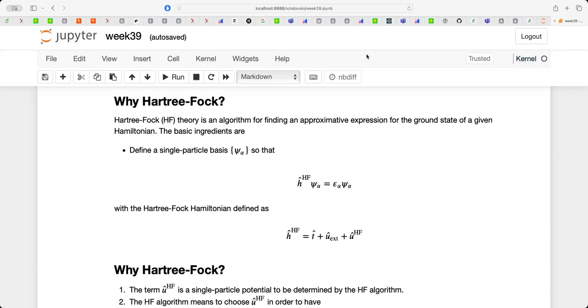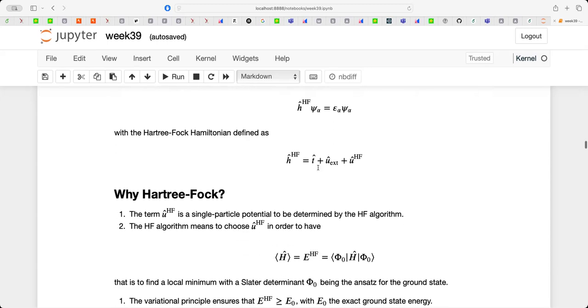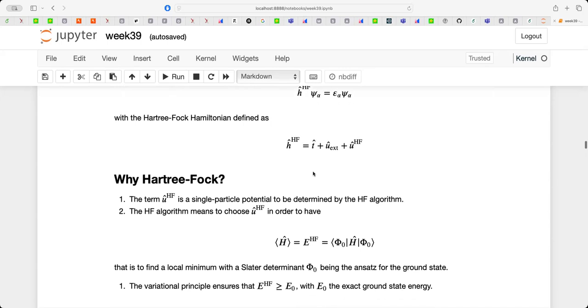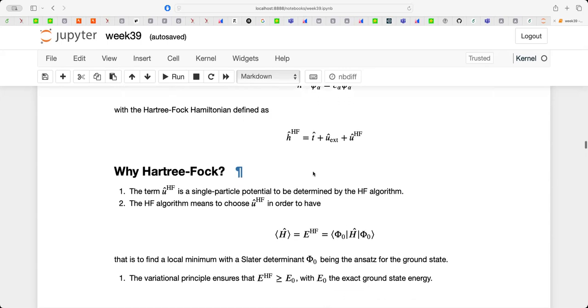We are going to use variational calculus in order to derive the equations. We are going to define a new Hamiltonian, which we will see reminds us of, or is actually equal to, that operator F, the one-body operator, which we defined for a new reference vacuum.